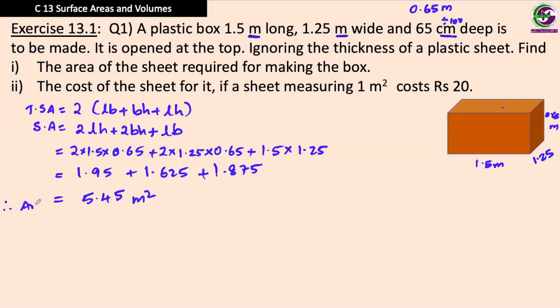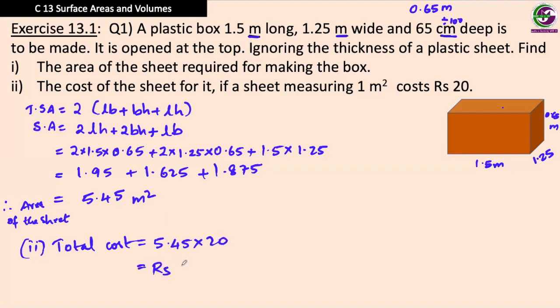Therefore, area of the sheet is equal to 5.45 meter square. To answer the second part, the cost of the sheet: if a sheet measures 1 meter square, it costs 20. We need 5.45, so the total cost will be, 1 meter costs rupees 20. So 5.45 meters will cost 5.45 times 20, which is equal to rupees 109.